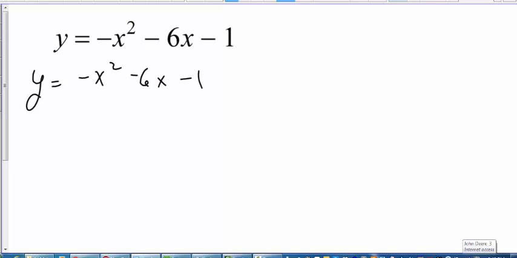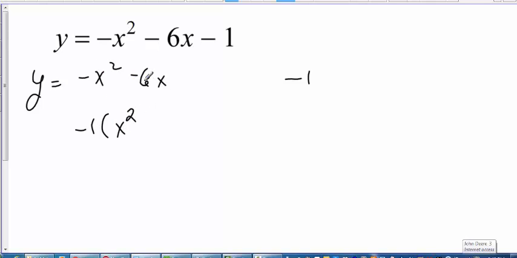Now, some people will take this -1 and push this constant way out there. Now they'll factor out a -1 from the quadratic term to get it to be a positive.